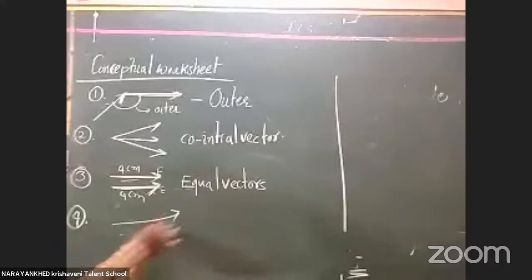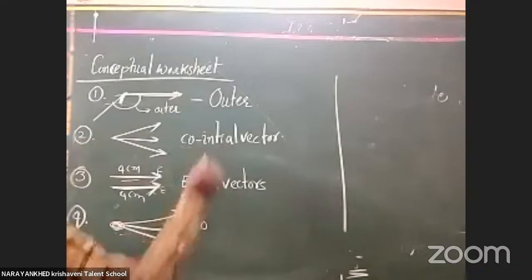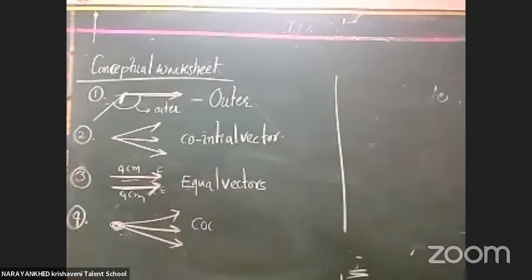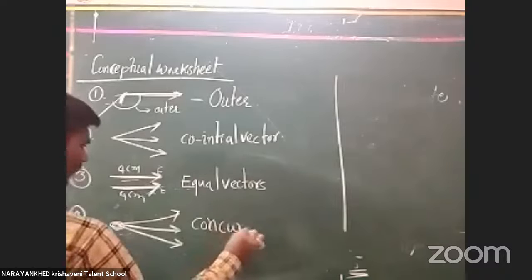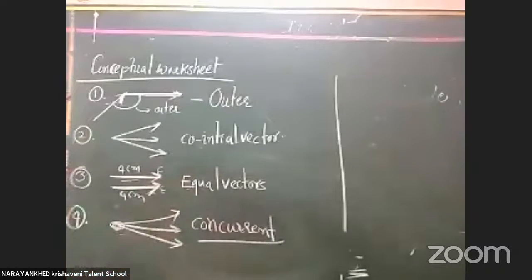Co-current vector, already we have discussed it. The co-current vectors are nothing but vectors that start from the same point. That's why they are called co-current or co-initial vectors. I hope you got it. That is a concurrent vector as well as a co-initial vector. When the vectors start from the same point, whatever may be the direction, that vector is called a co-current vector. Got it? I hope you got it.